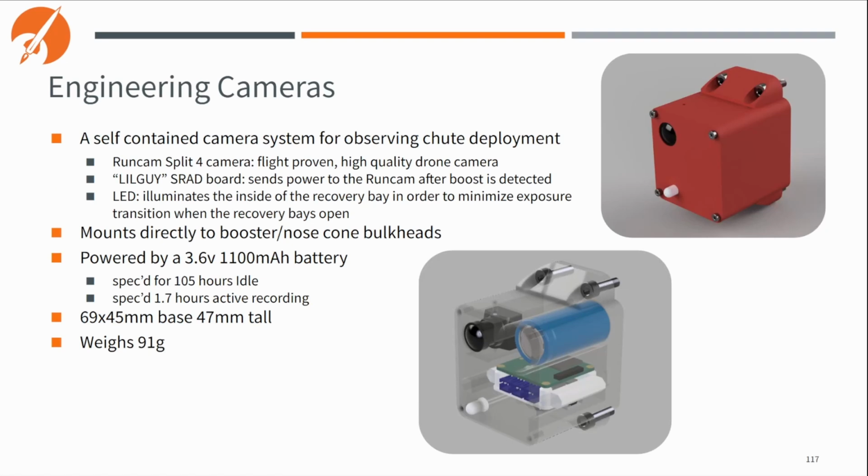The engineering cameras are an SRAD system that are completely independent of the Avionics bay. They run on a board called Little Guy that acts as a boost detection system, so that they will turn on and begin recording as soon as the rocket launches. They also have an LED connected to them that will produce light and illuminate the interior of the deployment bays, so we have a better idea of what's going on inside of the rocket before the parachutes are deployed.